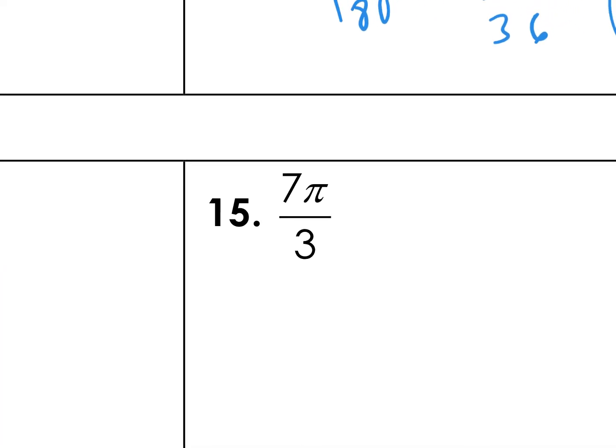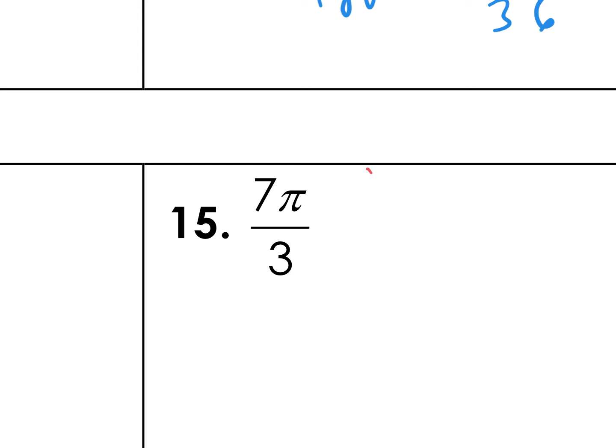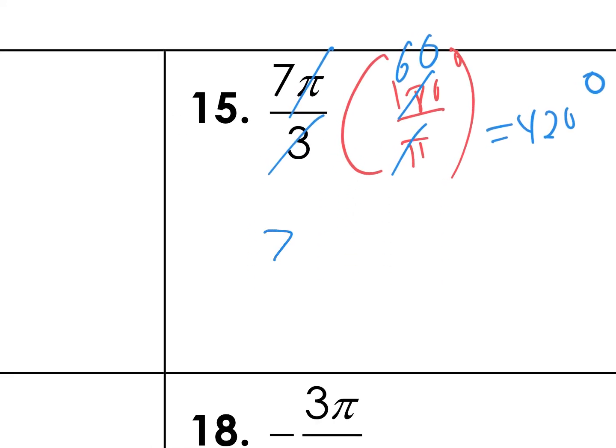And I got a trick for this one, but I'm going to do it the other way first. Multiply by 180 degrees over pi. Thank goodness. The pi's cancel out. The 3 cancels out with the 180 by 60. So it's 420 degrees. But I got another trick for you guys that are good at mental math.